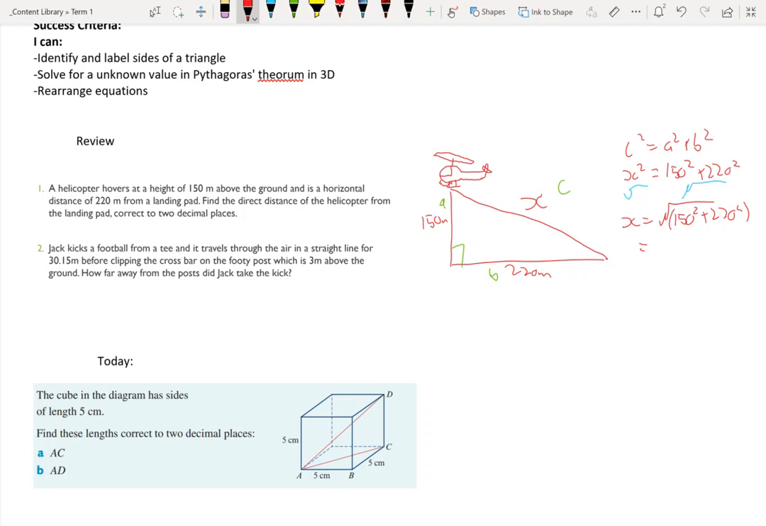I got 266.27 meters. 266.27 meters. Cool. Question 2.